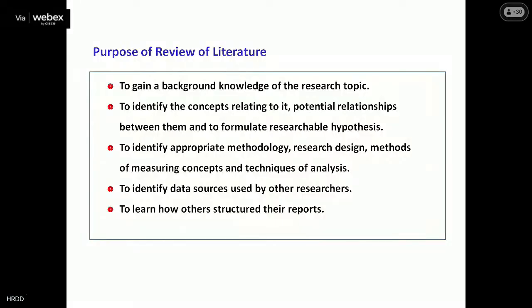So research design is the next step, and the research literature review is the prelude to that. Methods of measuring concepts and techniques of analysis, to identify data sources used by other researchers, to learn how others structure their reports. So already all of you have done some literature survey.